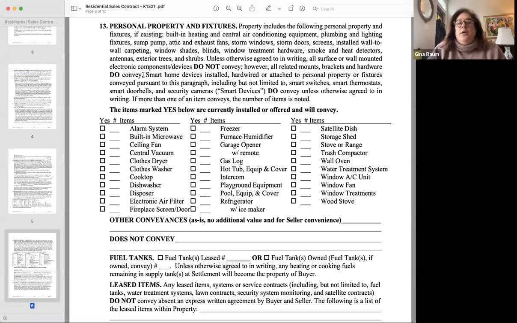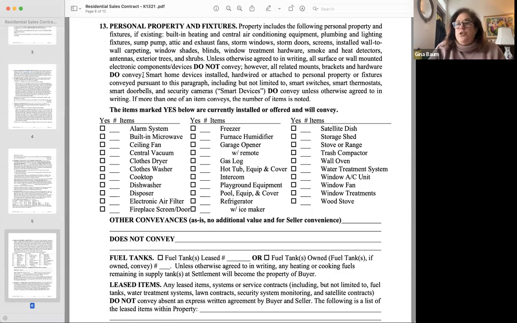Okay, so unless otherwise agreed to in writing, if more than one of an item conveys, the number of the item is noted. Okay, so this used to be a yes/no checklist. Now it's just a yes checklist with a line. If there are 2 refrigerators, you're going to want to put in 2.